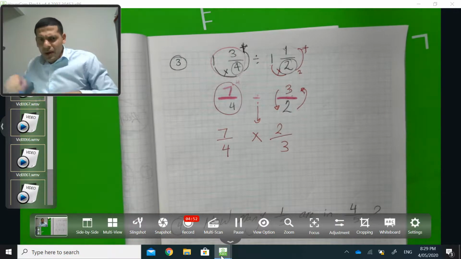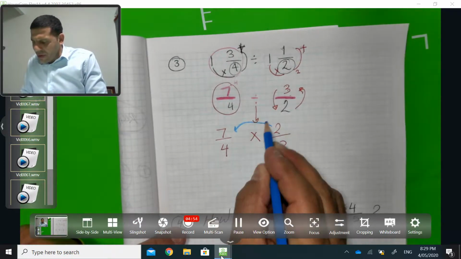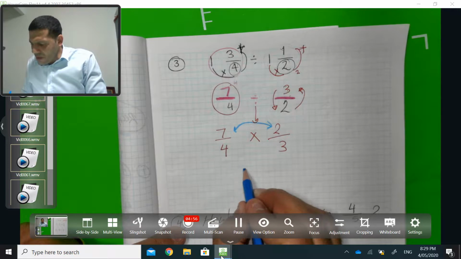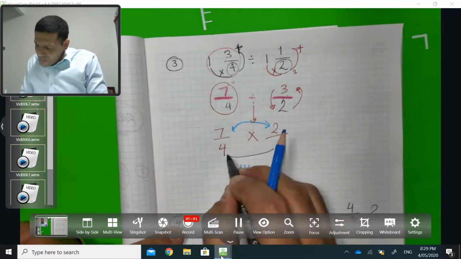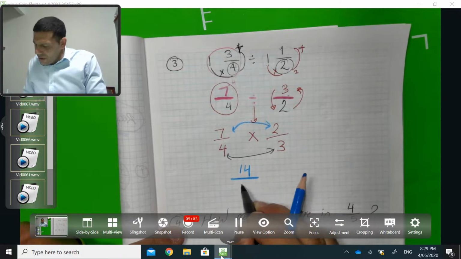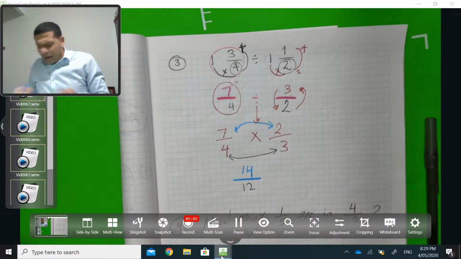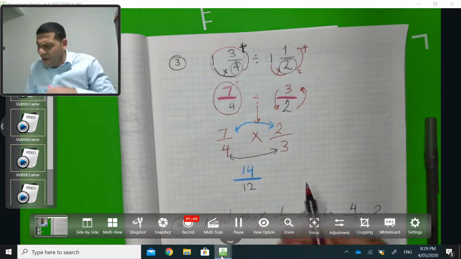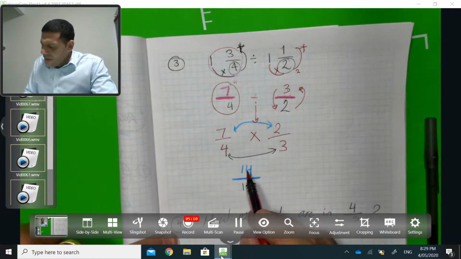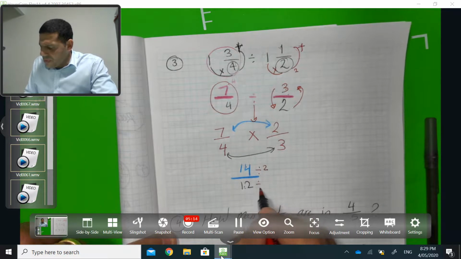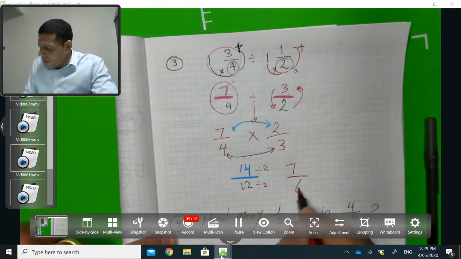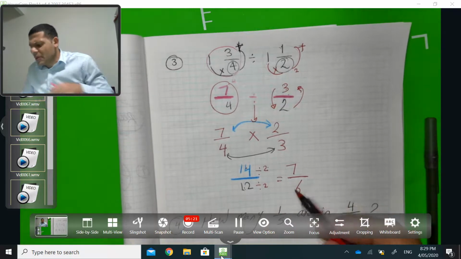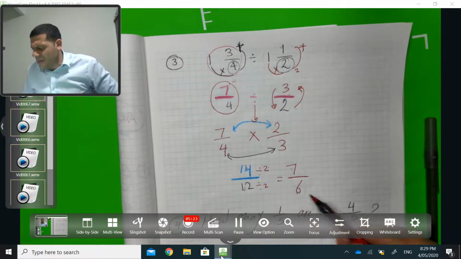When you multiply here, you multiply the top numbers together. 7 times 2 is, yes, 14 over 4 times 3, multiply them together. 4 times 3 is 12. And then ask yourself, can we simplify? If you have an even number here and an even number here, 14 and 12, you can divide both numbers by 2. 14 divided by 2 is 7 over 12 divided by 2 is 6, and this is the simplest form of the fraction, 7 over 6.